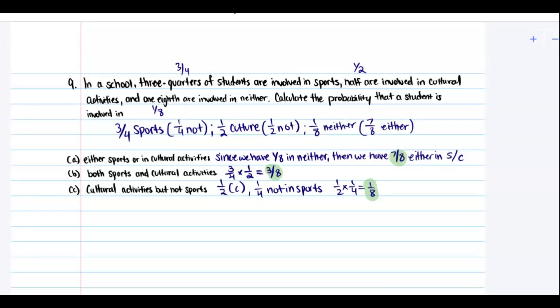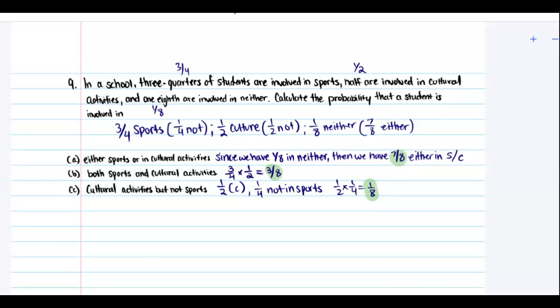Okay, great. And for part C, cultural activities but not sports. We know that 1/2 of the students are in culture, and we already know 3/4 of the students are in sports. So 1/4 are not in sports. So the probability for cultural activities but not sports is 1/2 times 1/4, equals 1/8 of the students that are not.